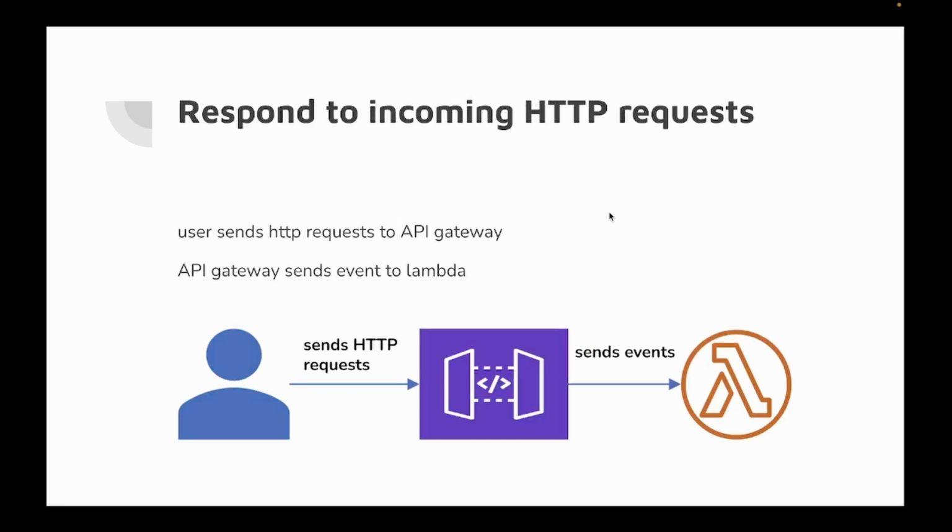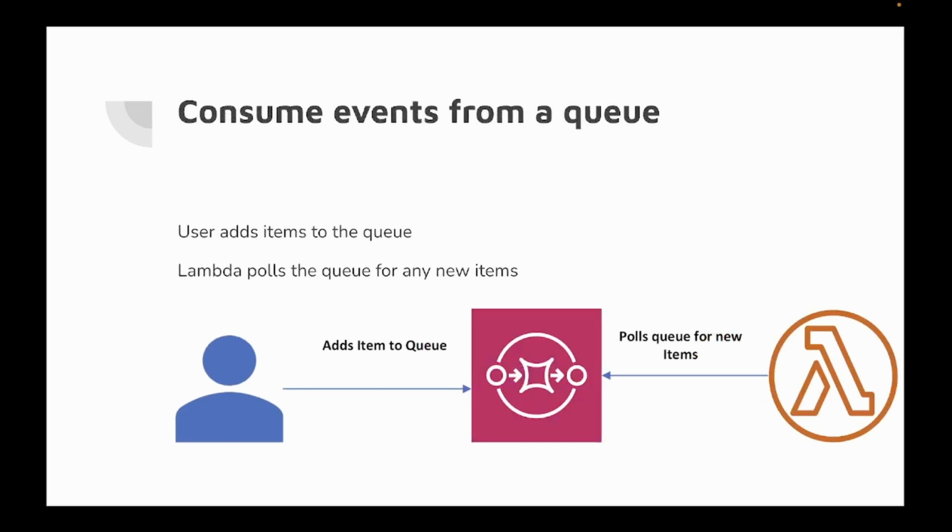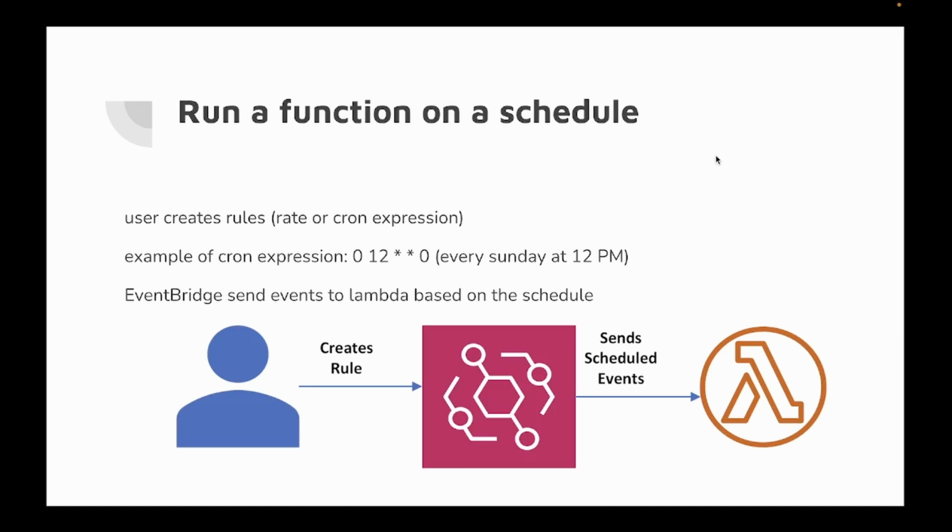For the second example, we will use API Gateway to create an endpoint, and whenever a user makes a request to that endpoint, it will invoke our Lambda function. For the third one, we will create a simple SQS queue, and whenever we add a message to that queue, our Lambda will then be invoked. And for the fourth one, we will create a rule from the EventBridge service, and then we will invoke our Lambda function every 1 minute.